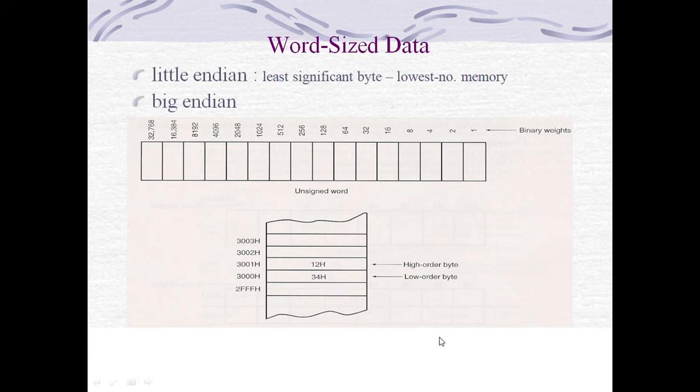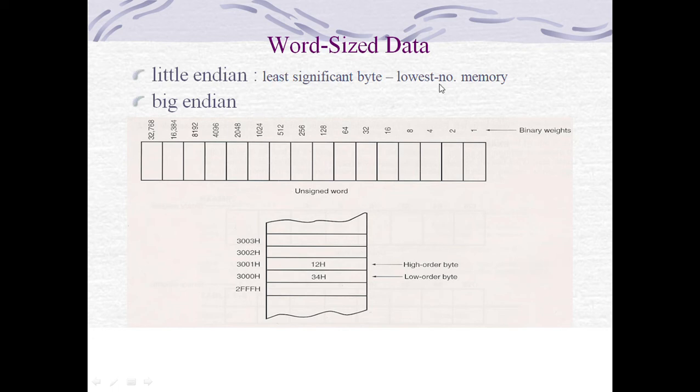Let's suppose we have a word-sized 16-bit value, 1234H, a hexadecimal value. If we want to store this value in the memory, then 2 approaches can be used. 12 is the most significant byte, and 34 is the least significant byte. If the least significant byte, which is 34 in this case, is stored in the lower memory location, then this is called little endian. And if the least significant byte is stored in the upper memory address, then it is called big endian.